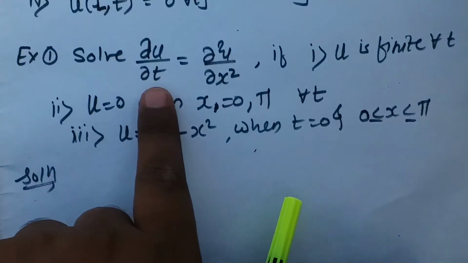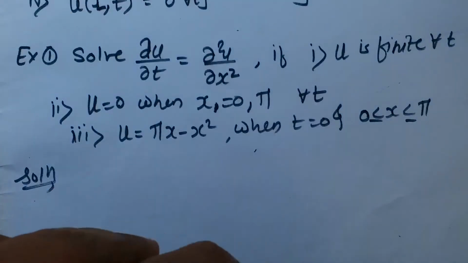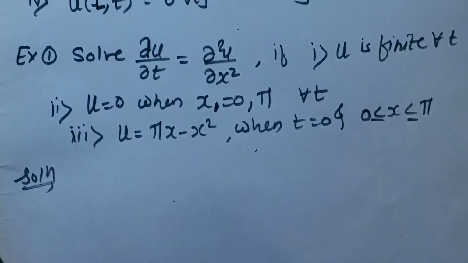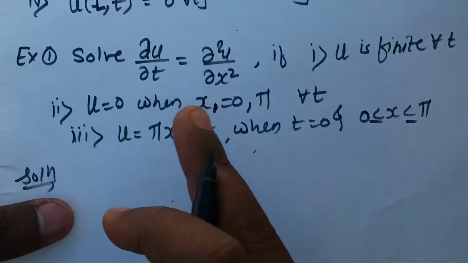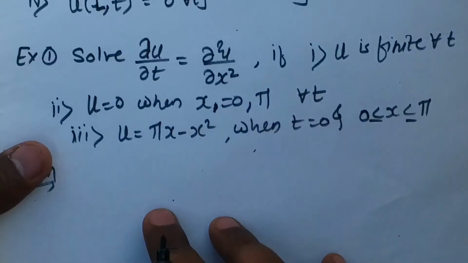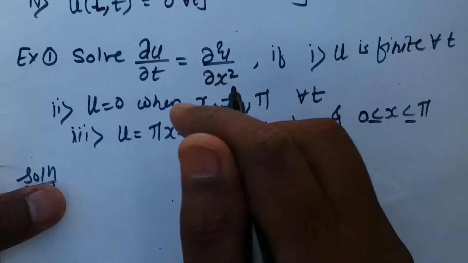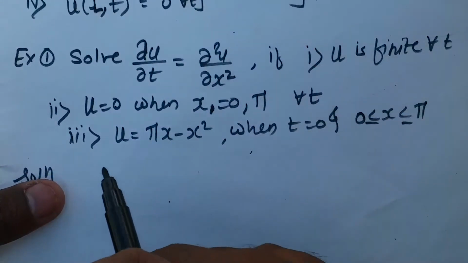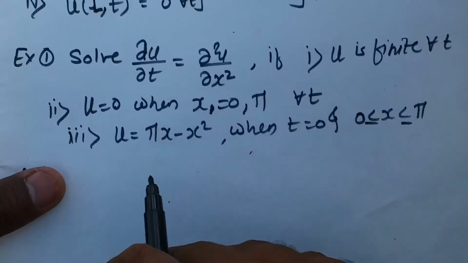So this is a heat equation. On the left hand side we have a first order derivative with respect to t. On the right hand side we have a second order derivative with respect to x. So one derivative of order 1, one derivative of order 2. It is a one-dimensional heat equation. And the value of c square here is 1. So in the most general solution, while doing calculation we will take c square as 1 there.